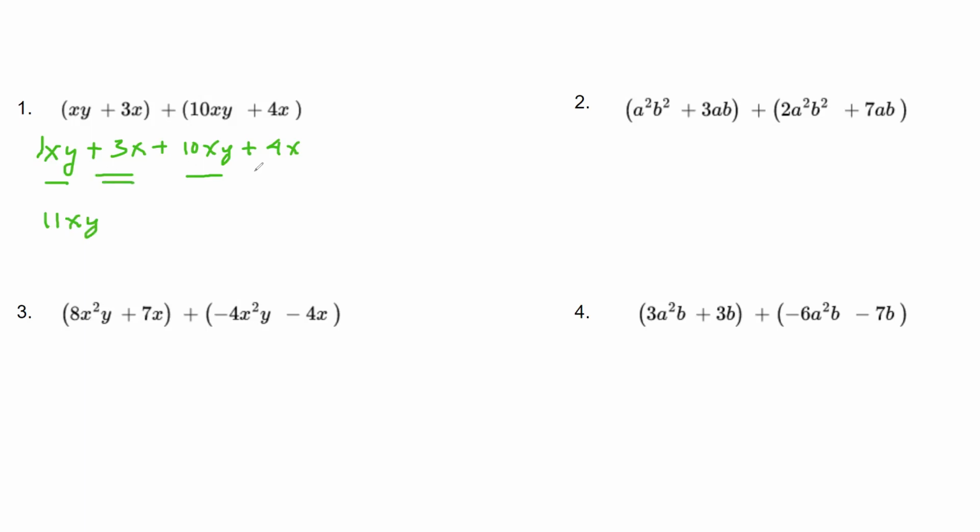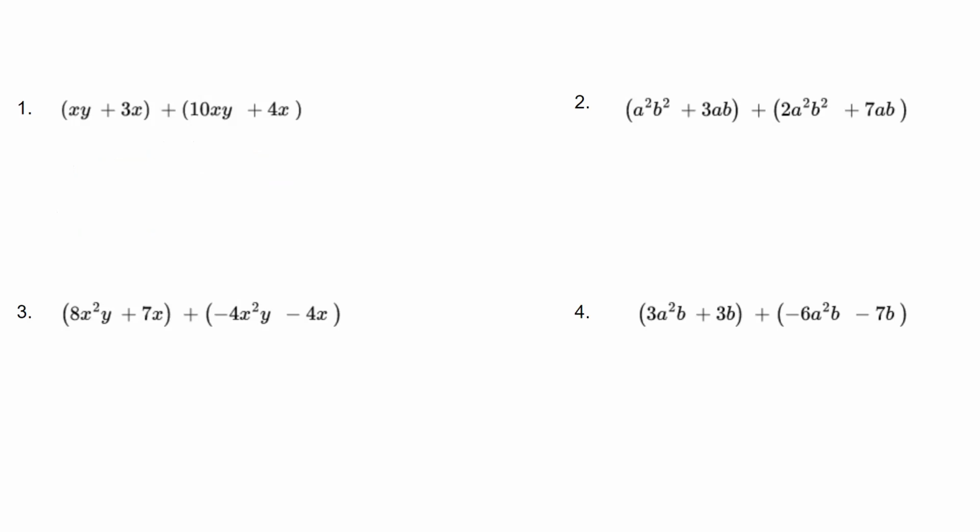We have 3x plus 4x. 3 plus 4 is plus 7x. We have 7 x's. We have 11 xy's. And we're done with that problem. So the primary takeaway from this problem is that we can ignore these parentheses when this is addition. We'll talk about subtraction in the next video. So let me erase those drawings so that we can move on to the next problem.